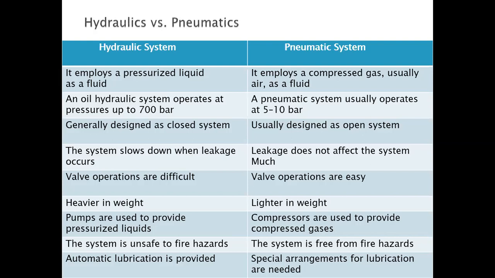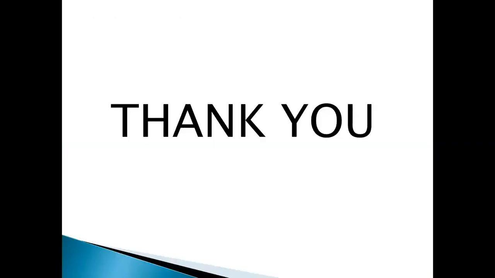In case of a hydraulic system, automatic lubrication is provided because oil is flowing through the pipeline. So whenever oil is flowing, there is lubrication. But in case of a pneumatic system, there is no automatic lubrication. So special arrangements for lubrication are needed, right? So these are a few differences, or a comparison, between hydraulic and pneumatic systems, right?